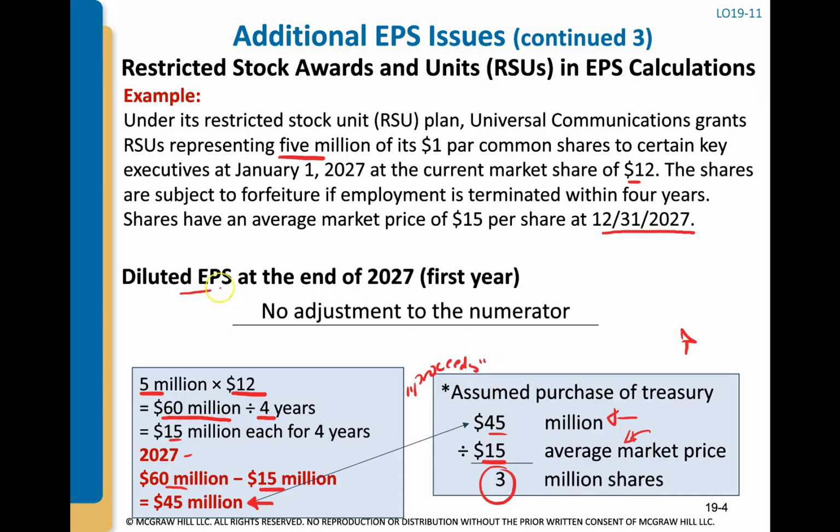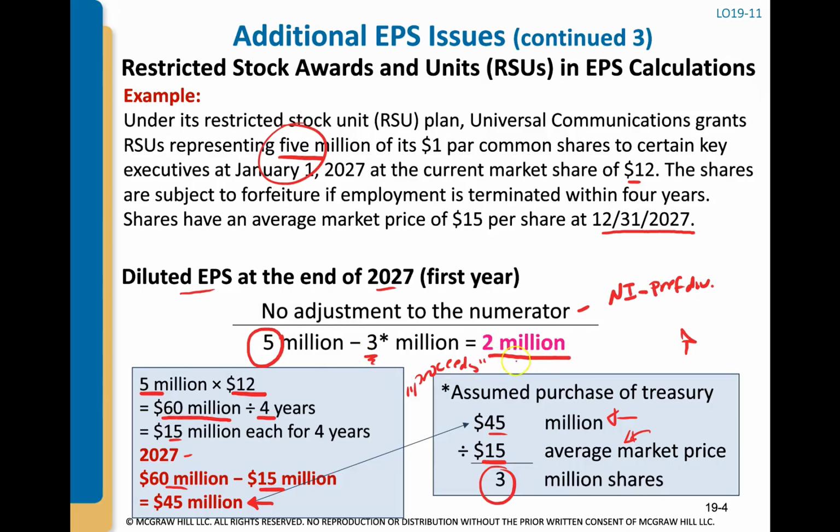So when we look at the adjustment we need to make for the diluted earnings per share at the end of 2027, we have no adjustment to the numerator. Remember, the numerator is net income minus preferred dividends paid, accrued, or owed. It's the denominator that we're going to adjust for the additional outstanding shares that we could potentially have. We say, okay, we're going to issue 5 million shares because that's how many were actually granted. But then we're going to buy back 3 million of those shares. So our denominator is going to increase by 2 million shares when we calculate the diluted earnings per share.